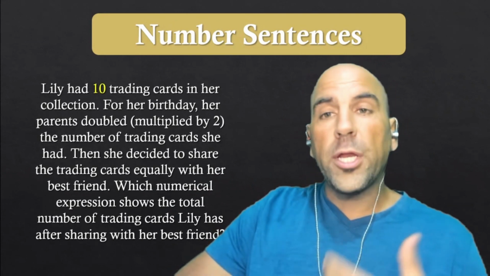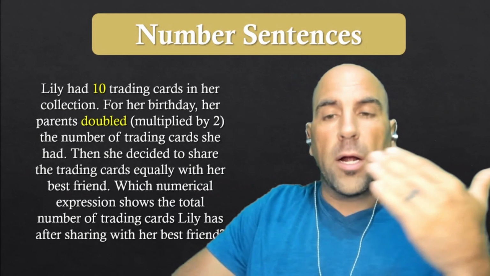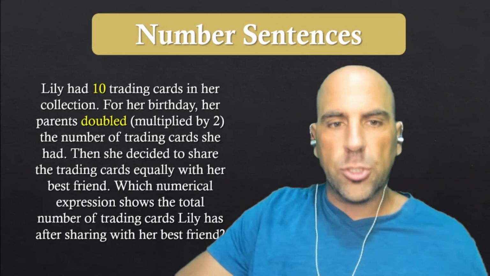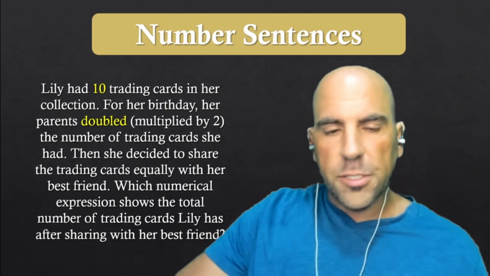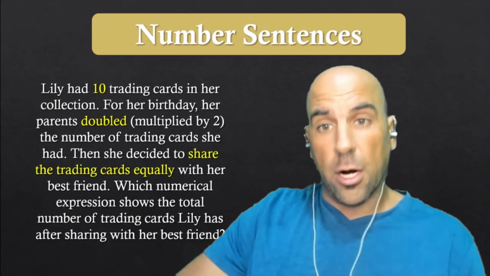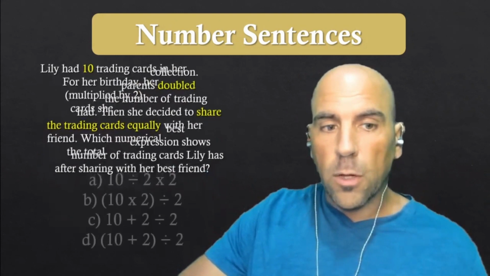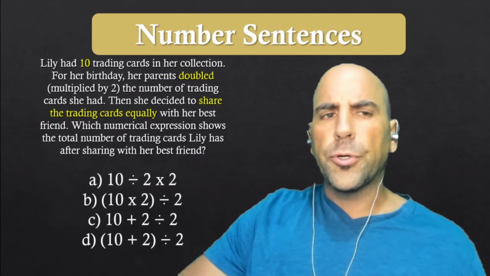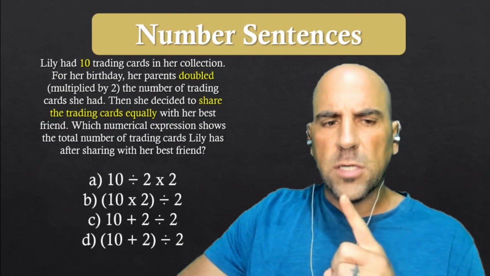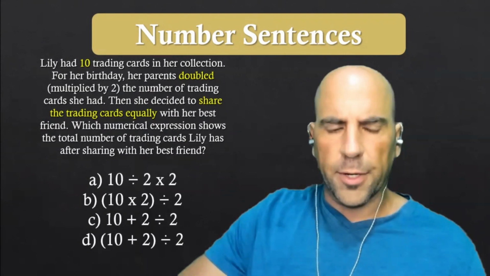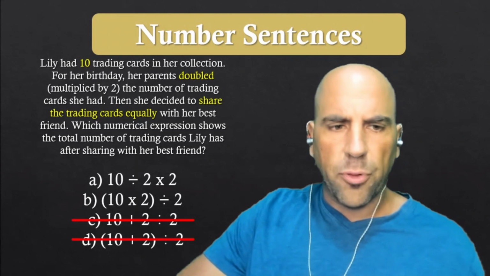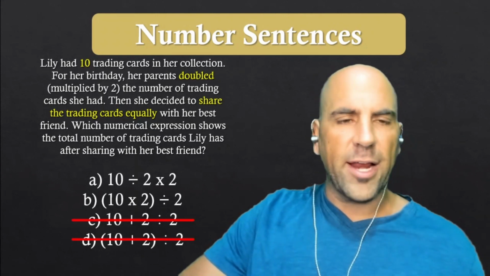Well, we know she started with 10. Her parents multiplied by 2. And that happened first, and then she decided to share equally. So let's look at some choices. Ooh, you know what? If we don't see 10 times 2, we're having a problem. Look at C and D, both said 10 plus 2. A says 10 divided by 2.